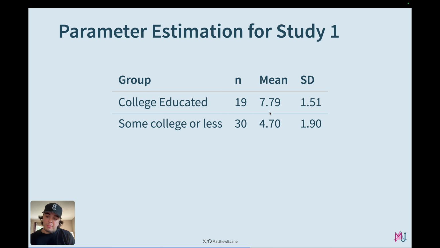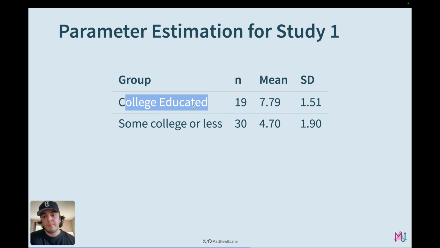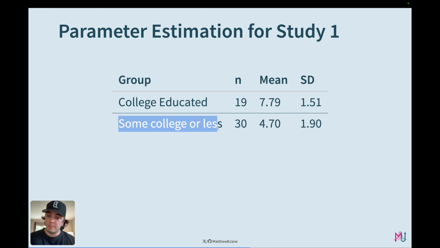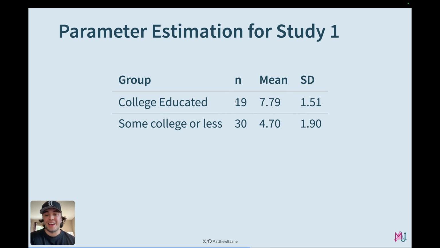So let's take an example from study 1 in our data set. In study 1, they report the college educated sample and the sample with some college or less. We have 19 individuals in the college educated sample and 30 in the some college or less sample. We have a mean of 7.79 and a standard deviation of 1.51, and a mean of 4.7 and a standard deviation of 1.90. So clearly the college educated group has a higher mean than the some college or less group.